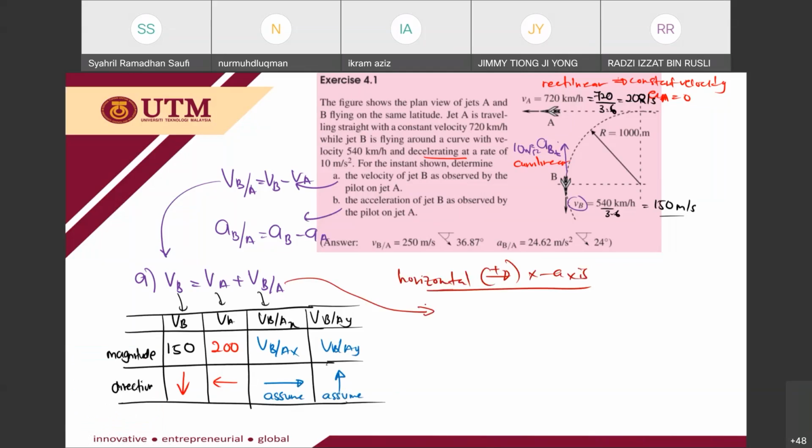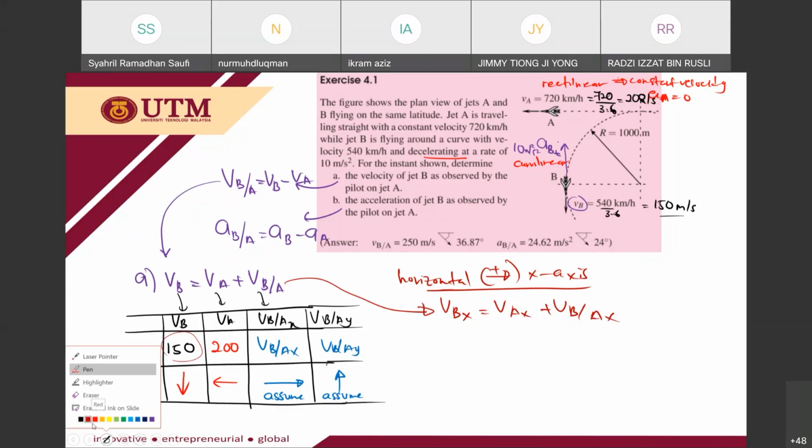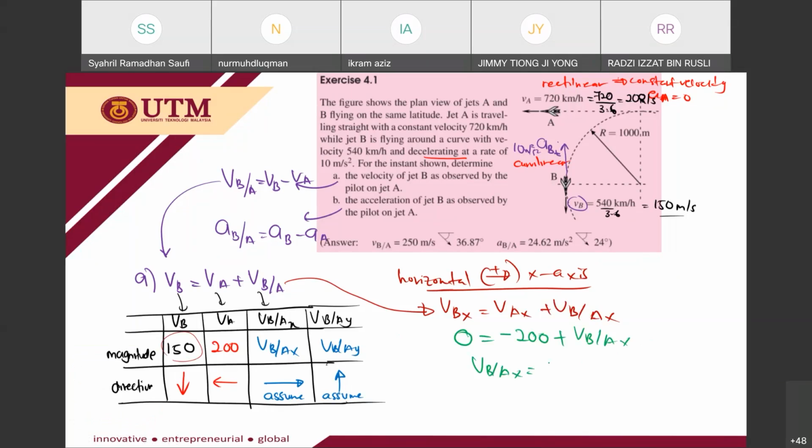So I bring this equation into the x-axis. VBX: we don't have VBX, so here is 0. VA is negative 200 because it's to the left, plus VBAX. So VBAX is equal to positive 200 meter per second. I obtain a positive magnitude, meaning the assumption that I made here is correct, so it is to the right.